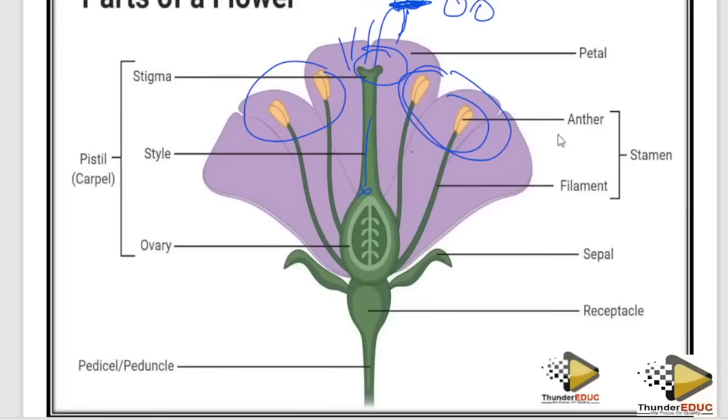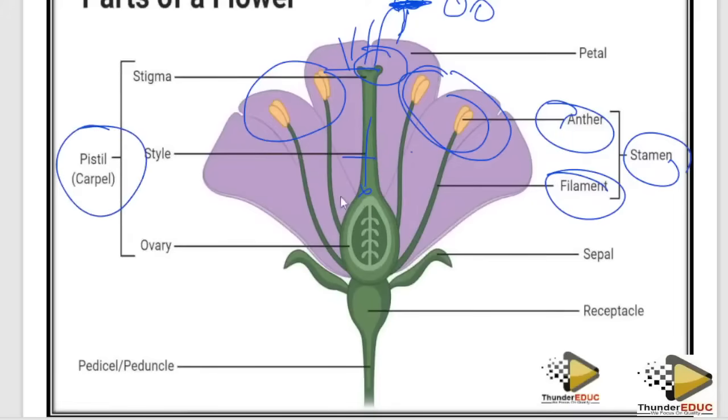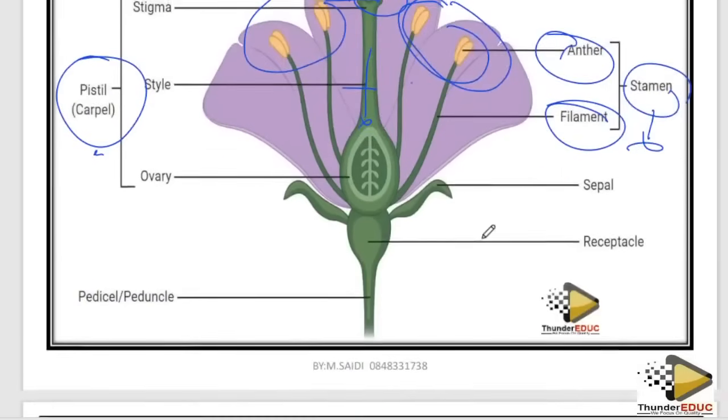A combination of anther and the filament, how do you call it? The male part of the flower is called the stamen. And then the female part of the flower is the stigma, the style, and the ovary. And then the whole part, we call it pistil. Scientifically, this is called androecium, while this one is called gynoecium. Yes. Anyway, let's continue. Not teaching, I'm just predicting.